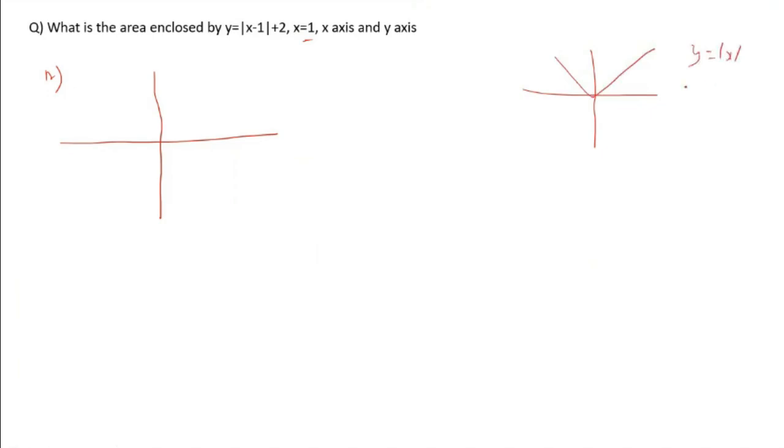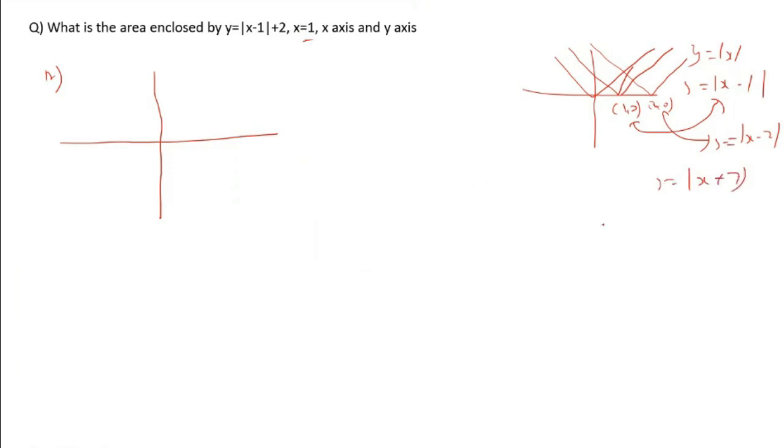And like y equal to mod x minus 1, this graph will be shifted by 1 unit. Y equal to mod of x minus 2, it would have been 2 comma 0. This we know, right? If it was like y equal to mod of x plus 7, then the same graph would have moved leftwards by 7 steps here, and this would have been minus 7 comma 0. So this we know, right?